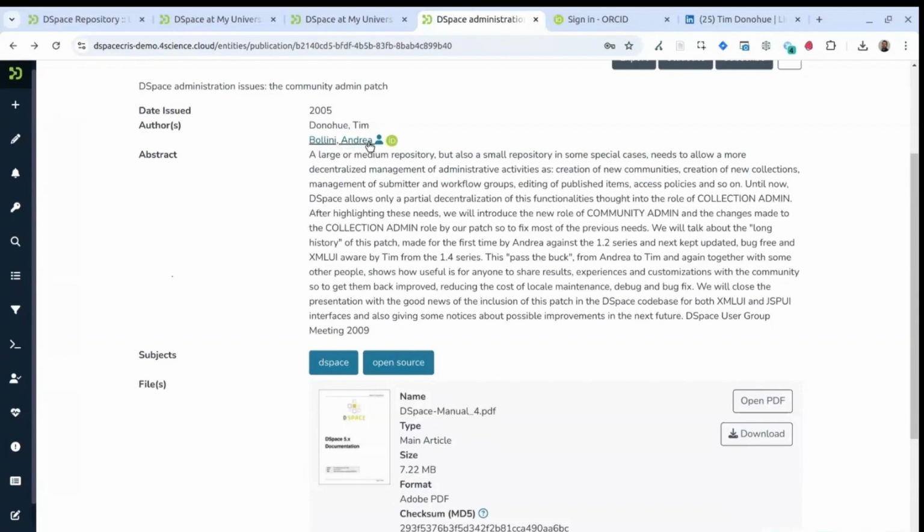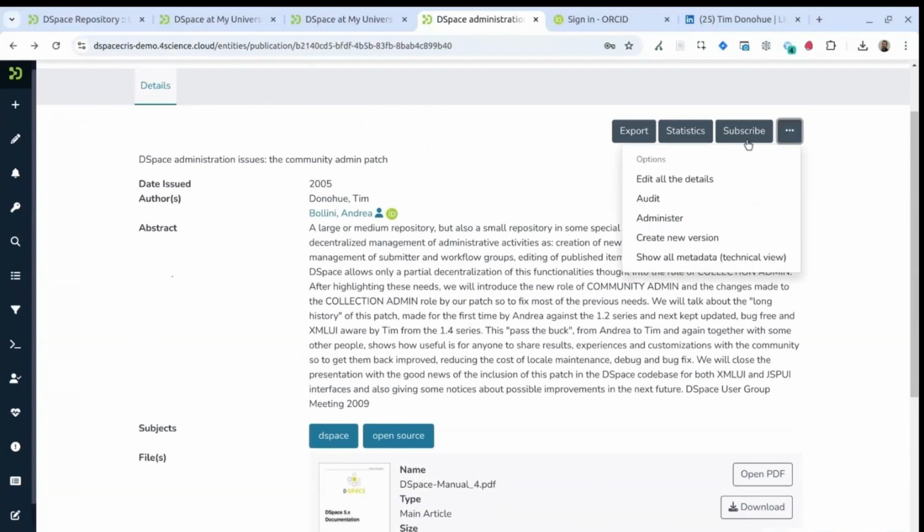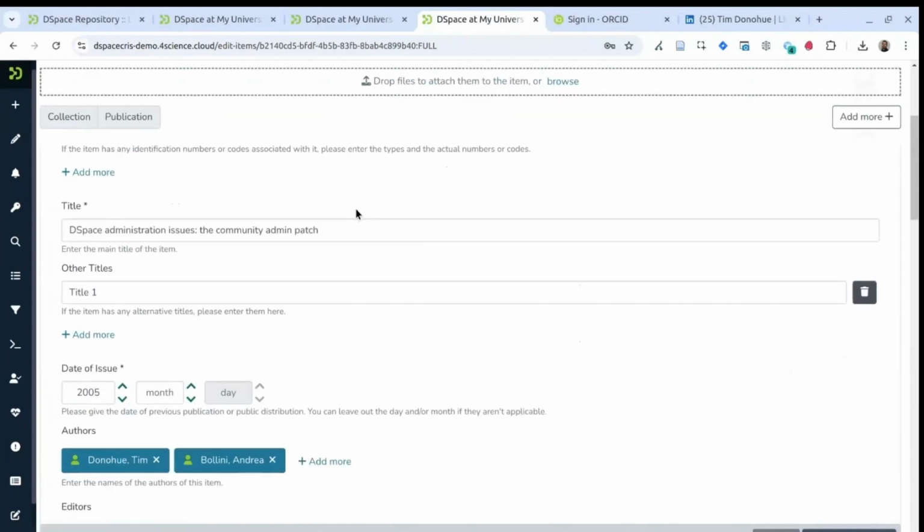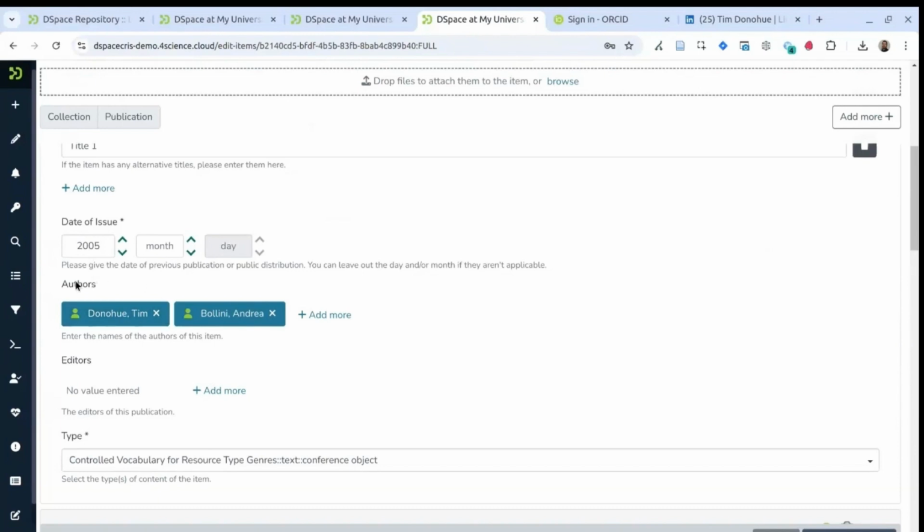And so I would like to have Andrea's affiliation at the time of this publication in the publication metadata, because this information belongs to the publication. So let's edit this publication information. As you see, we will use the edit feature of DSpace-CRIS that is much more user-friendly and safe than the corresponding feature in the plain DSpace.